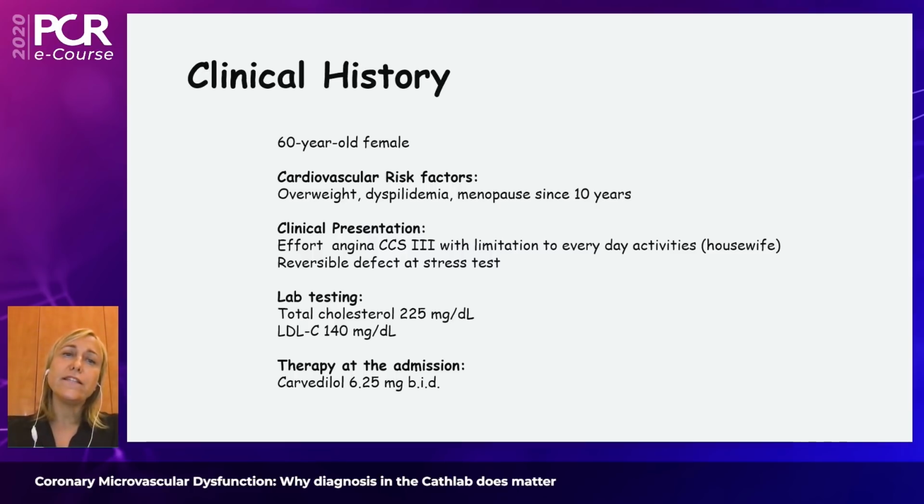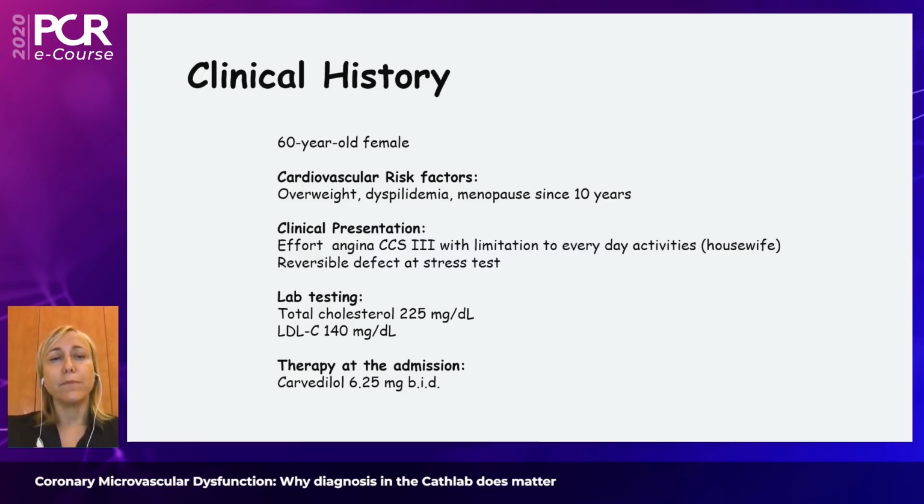So the case today is a 60-year-old female. She has traditional cardiovascular risk factors. She's overweight. She has dyslipidemia. She's been in menopause for 10 years. She came to my attention because of effort angina, CCS 3, with limitation to her everyday activities. She's a housewife, so she was limited in her routine work in the house.